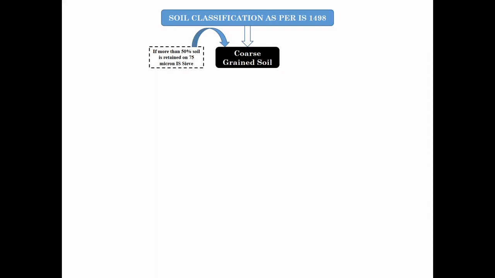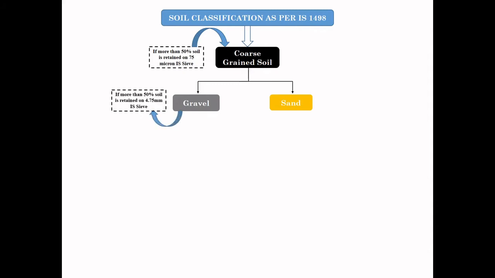So, as per IS 1498, a soil is said to be a coarse grained soil if more than 50% of the soil is retained on the 75 micron IS sieve. If the soil is identified as coarse grained, it can be further divided as gravel or sand. A coarse grained soil is said to be gravel if more than 50% of the soil is retained on the 4.75 mm IS sieve, and it is said to be sand if less than 50% of the soil is retained on the 4.75 mm IS sieve.